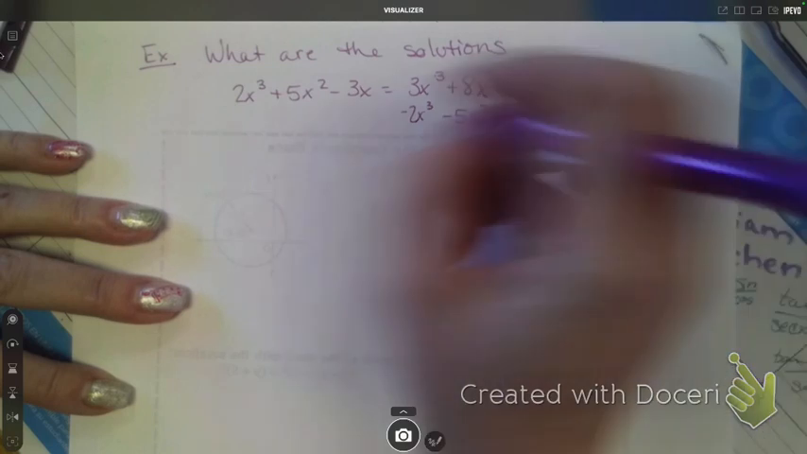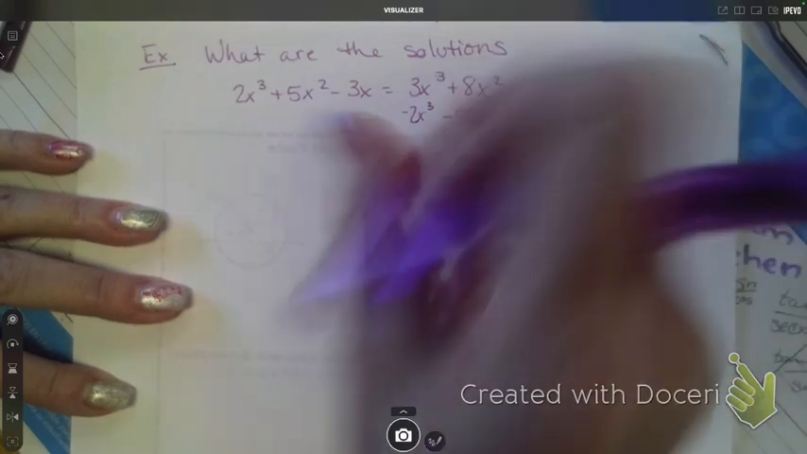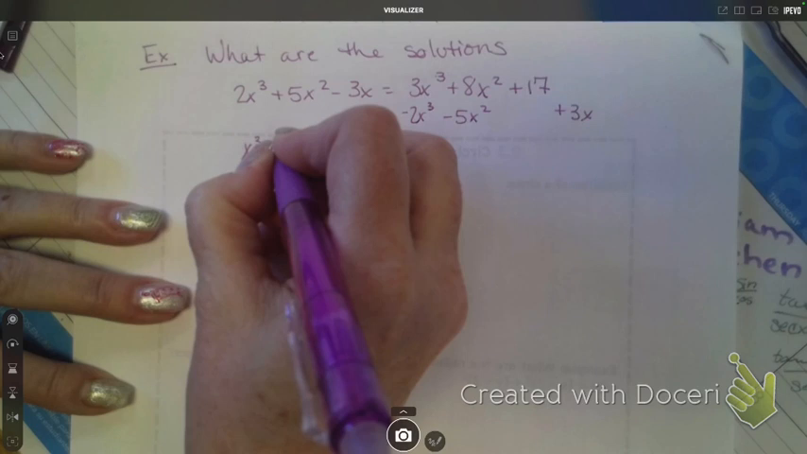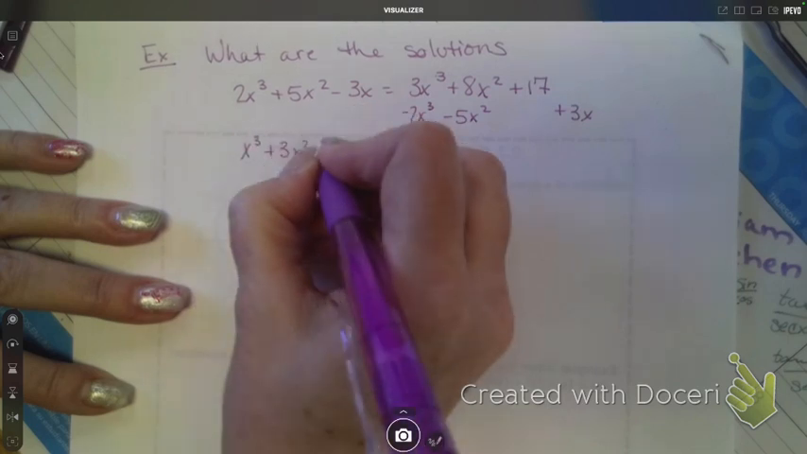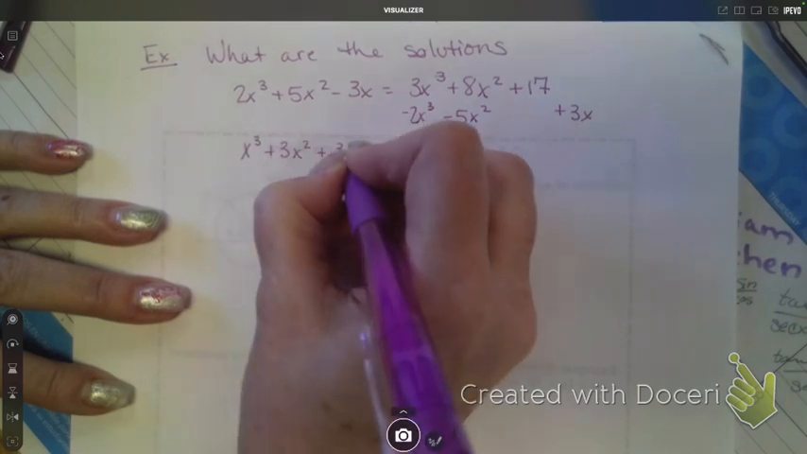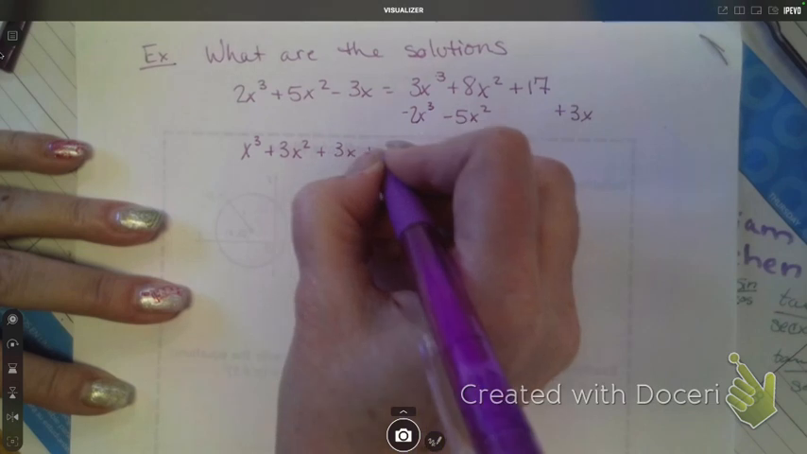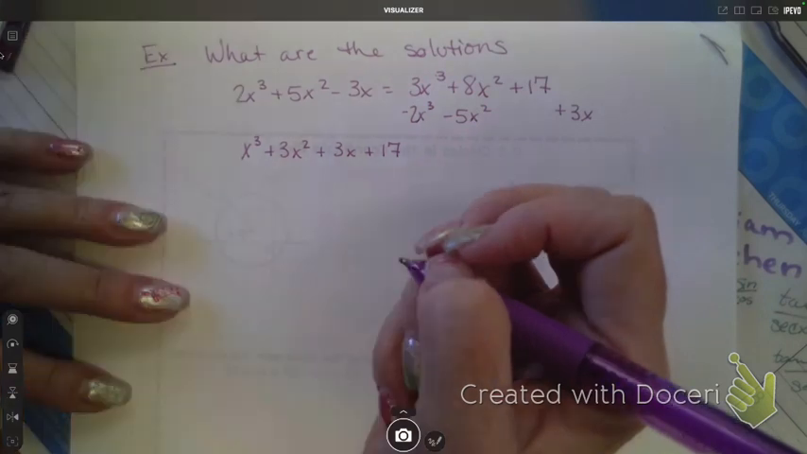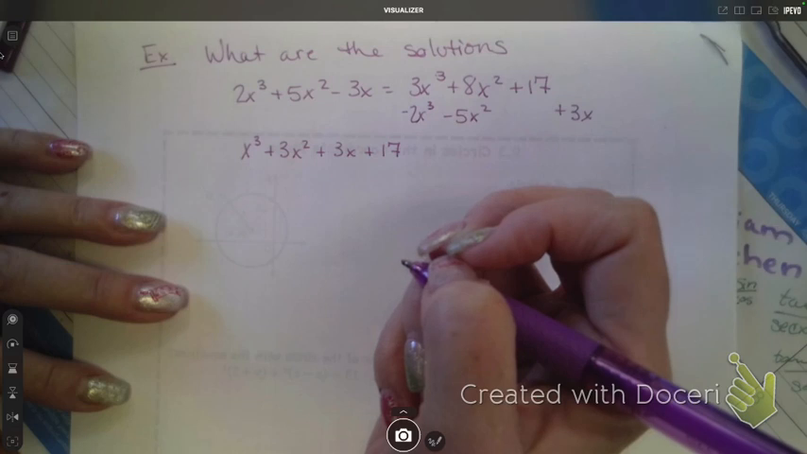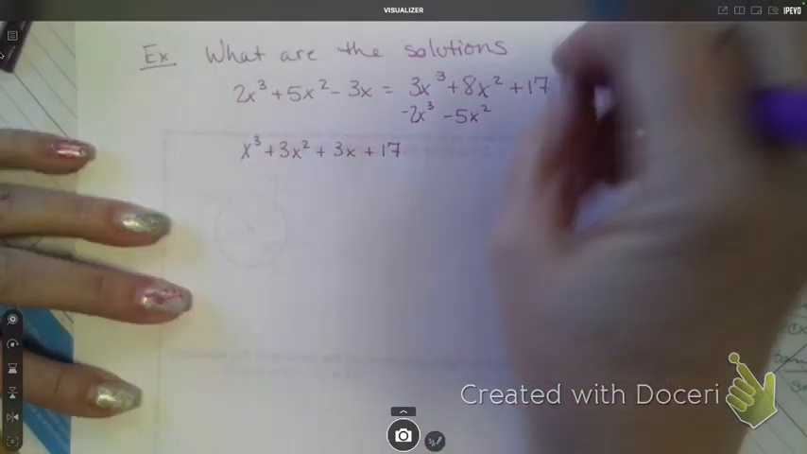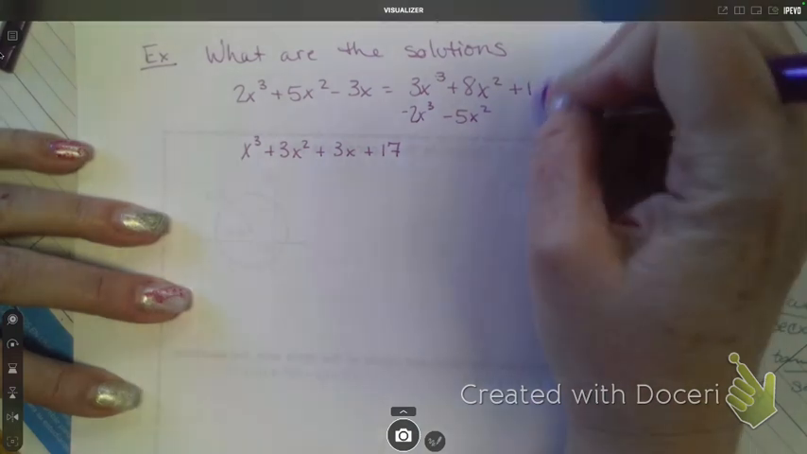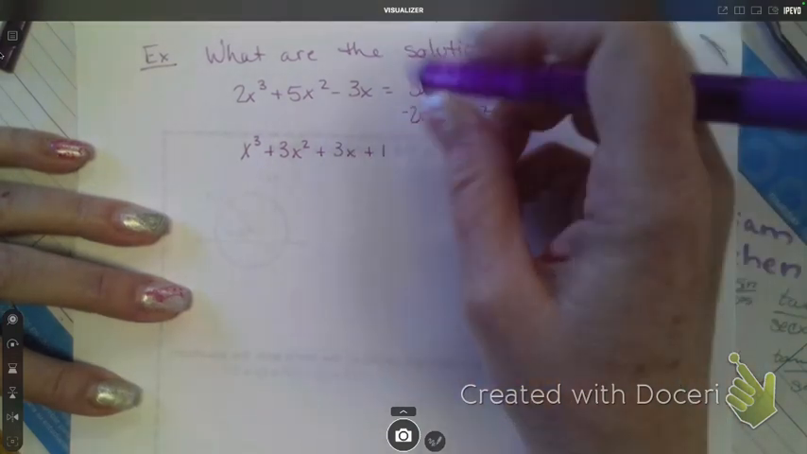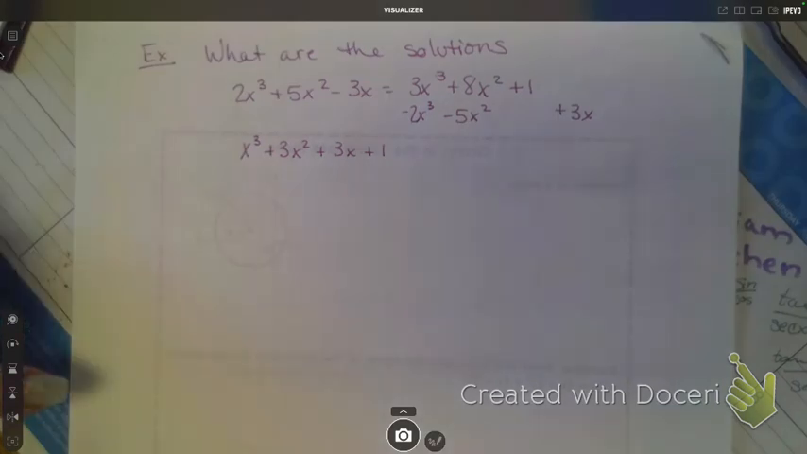So then I get x cubed plus 3x squared plus 3x plus 1. Oh, that's not 17, that's a 1. They have a question mark there, and I'm like, no, that does not work.